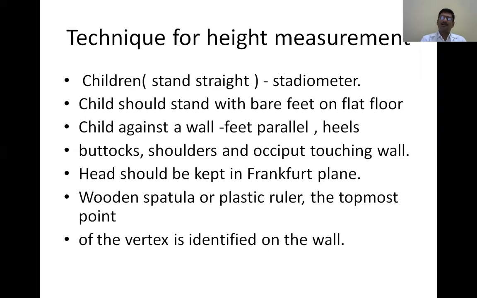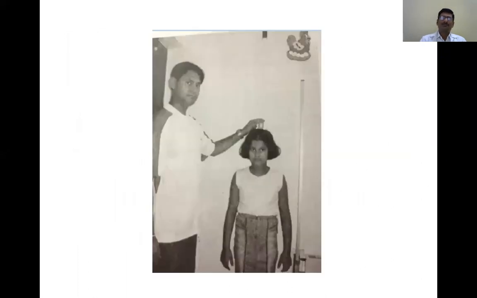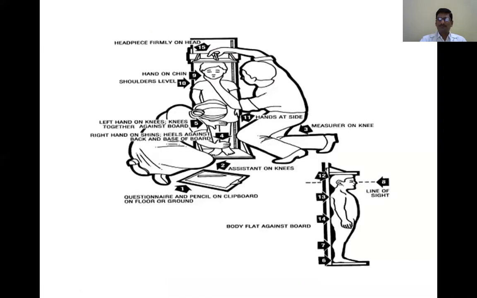Either you can use a stadiometer, or you can use the infantometer for children below 2 years of age. So this is for children above 2 years of age. This is the technique. Maybe onto the wall, stadiometer measurements can be placed, and the child stands straight with feet together, and we measure the vertex point, from where you can easily measure the height of the child.